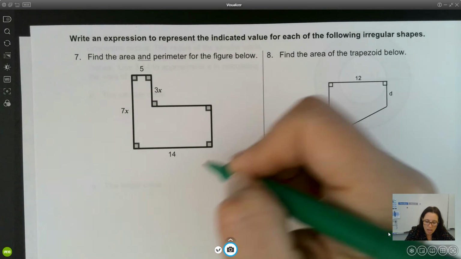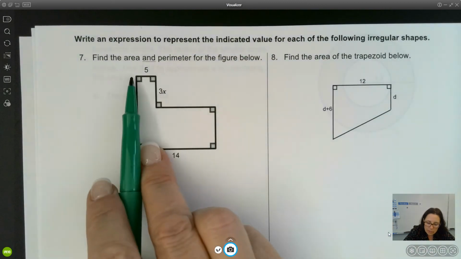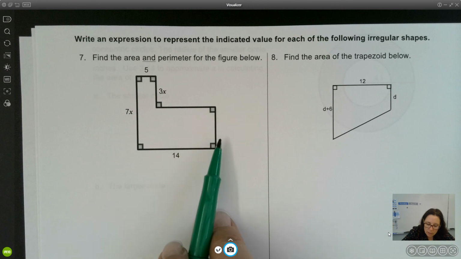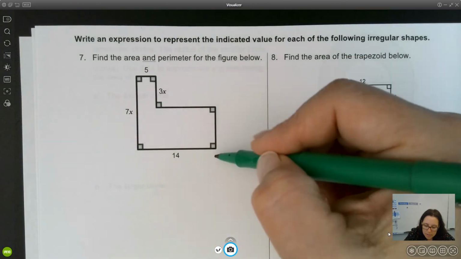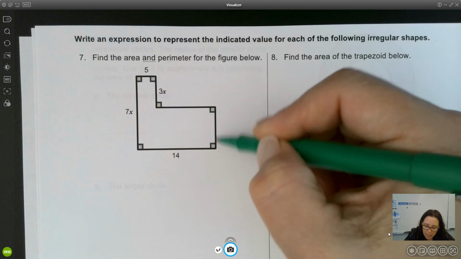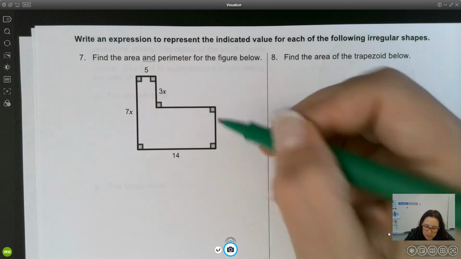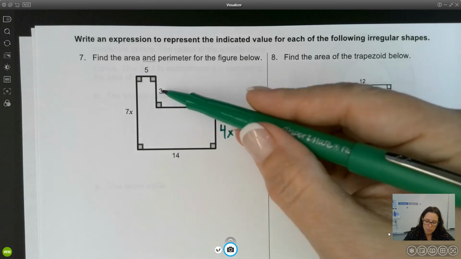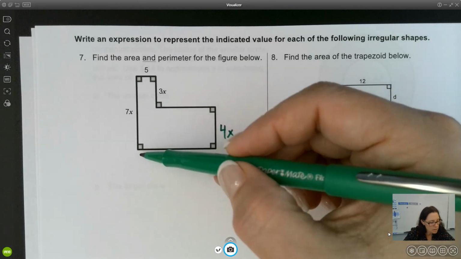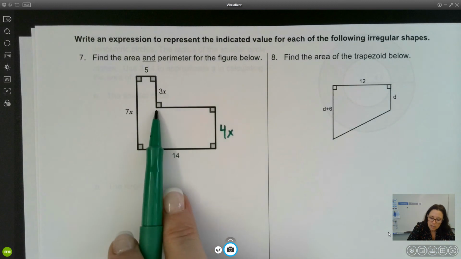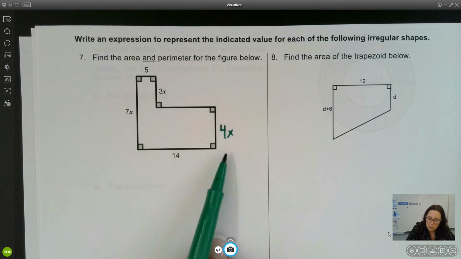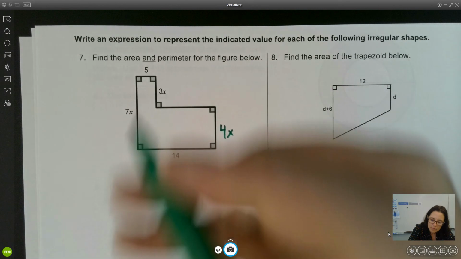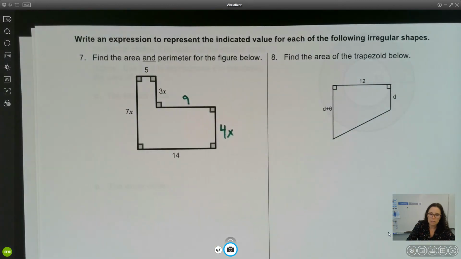So we need to make sure we have all sides labeled here. 5x, 7x, 14. This isn't labeled, it needs a label. Okay, well, if this whole thing is 7x, and this up here is 3x, this has to be 4x because 4x and 3x make the 7x. Okay, same thing right here needs to be labeled. If this is 14 and this little piece of it's 5, 14 minus 5, this would be 9.